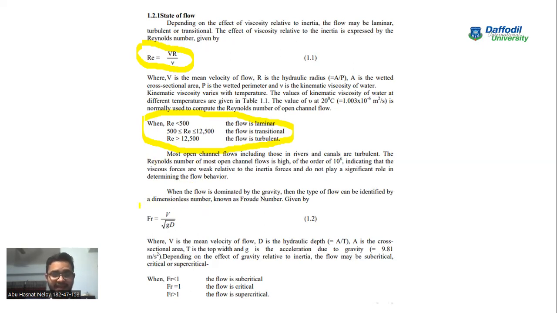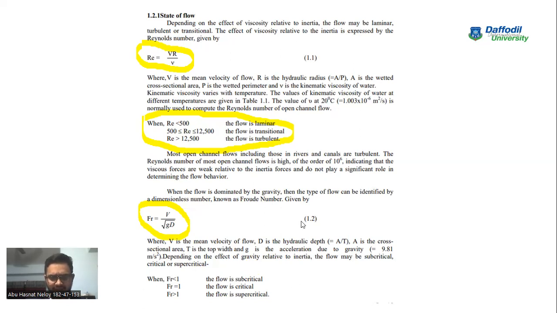The mathematical expression of Froude number is Fr = V/√(gD), where V is the mean velocity and g is, as we already know, the acceleration due to gravity, we consider g = 9.81, and D is the hydraulic depth. And hydraulic depth is D = A/T, where A is the cross-sectional area and T is the top width of the channel.